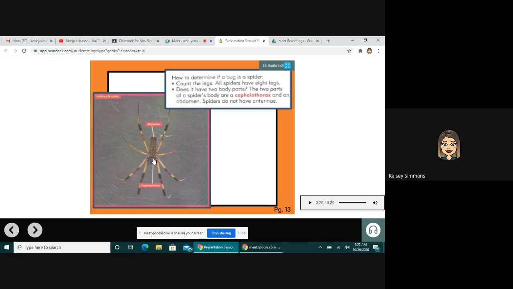They only have the first, which is the cephalothorax. And then they have 8 legs. All spiders have 8 legs. So if it has 8 legs, it has to be a spider. 1, 2, 3, 4, 5, 6, 7, 8. So this golden silk spider has 8 legs, and that's what makes it a spider. Because remember, all spiders have 8 legs.